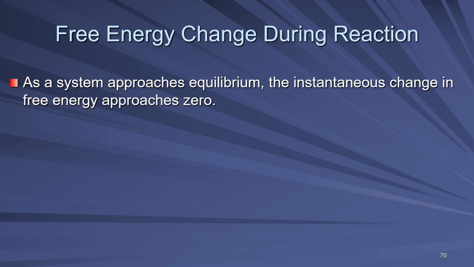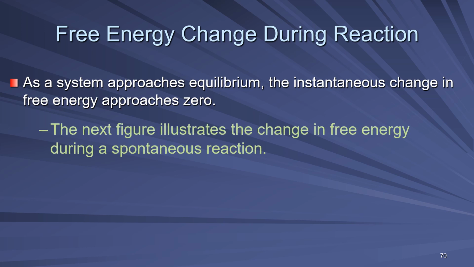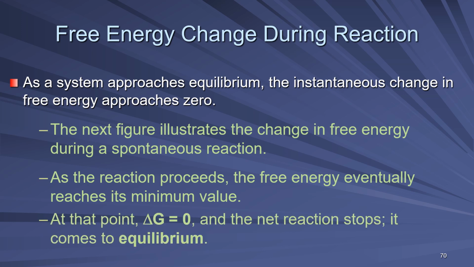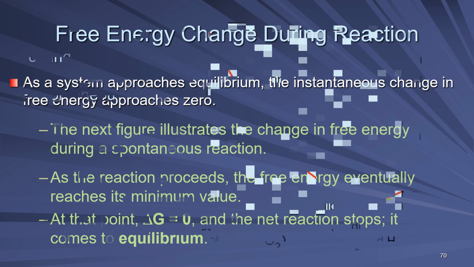Okay, so as a system approaches equilibrium, the Gibbs free energy approaches zero. And we can look at the next picture and see what happens during a spontaneous reaction. As the reaction proceeds, the free energy is used and eventually reaches zero, or a minimum value. And that's where delta G equals 0, and so the reaction stops. It doesn't really stop. The net reaction stops, and it comes to equilibrium.